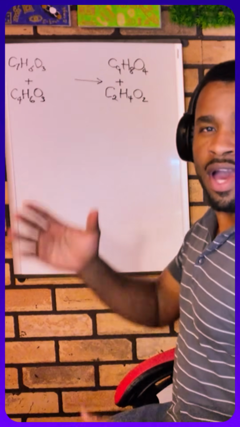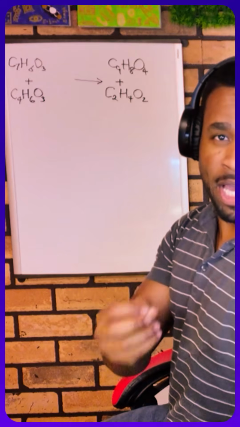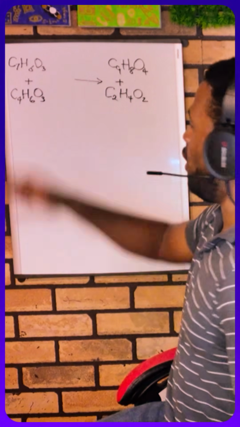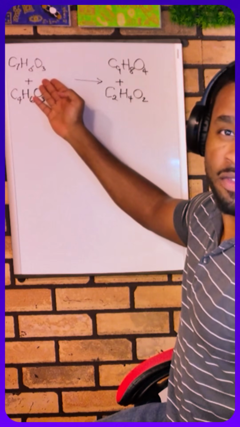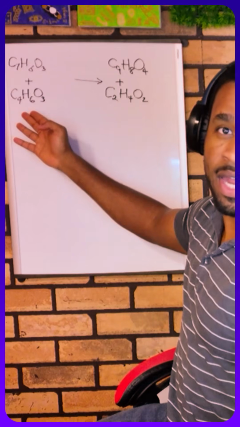Here, we have a well-known compound known as aspirin, and it can be made when we have these two reactants involved in a reaction. The first reactant here is called salicylic acid, while the other one here is acetic anhydride.